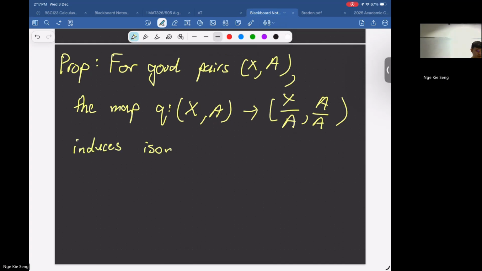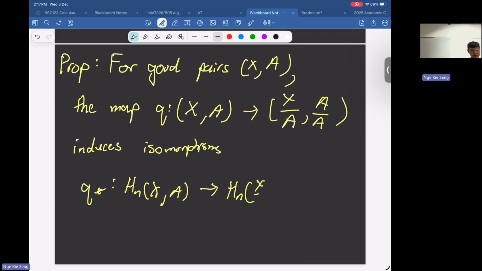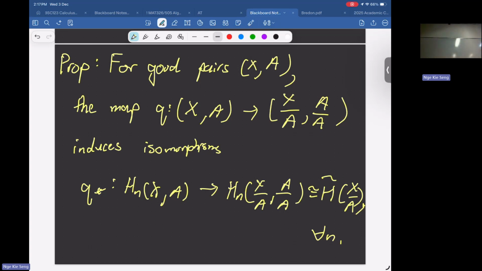Use of morphism, okay. Since A over A is a point, this relative homology actually is the reduced homology. Okay, so this is one way to find this.